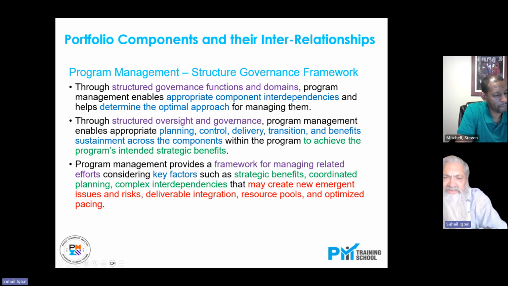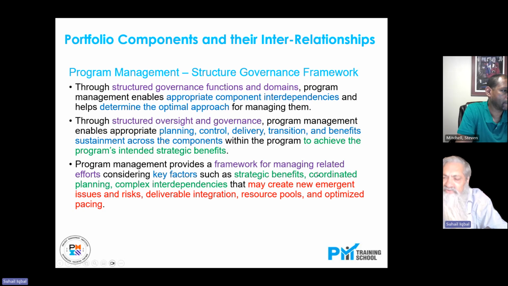Structured governance functions and domains, structured oversight and governance, where we have planning, control, delivery, transition, and benefit sustainment. I don't want to go into the detail because you're not going for the program management certification. If at all you were, then this was important information. They are not going to ask you, but these are the 1, 2, 3, 4, and 5 things which are in the structured oversight and governance of the program.